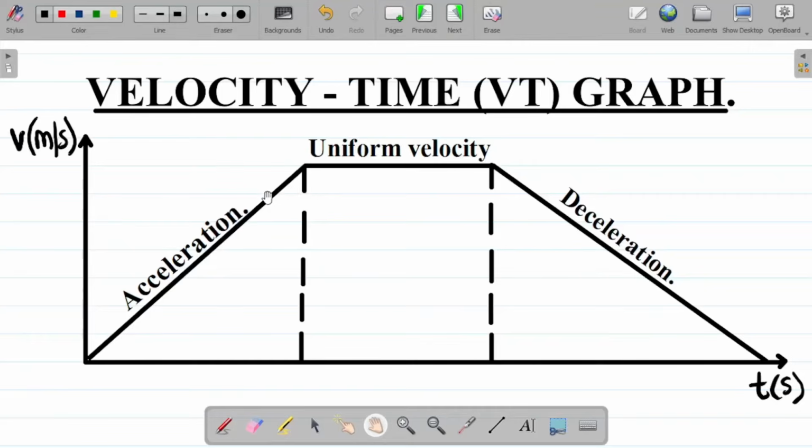So in this video, we'll be looking at a very basic concept in physics known as the velocity time graph, also called the VT graph. But before then, let's look at a basic definition. What exactly is a velocity time graph?